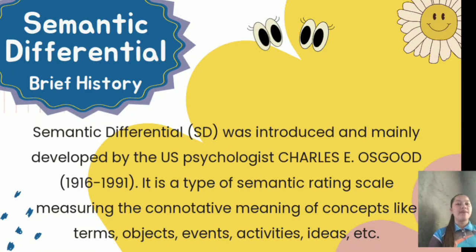Okay, next, let's have semantic differential. Let's have a brief history about semantic differential. So, semantic differential, or the SD, was introduced and mainly developed by the US psychologist Charles E. Osgood, 1916 to 1991. It is a type of semantic rating scale measuring the cognitive meaning of concepts like terms, objects, events, activities, ideas, and etc. Also, it captures the affective and cognitive components of respondents' attribution to selected concepts on a multidimensional level.